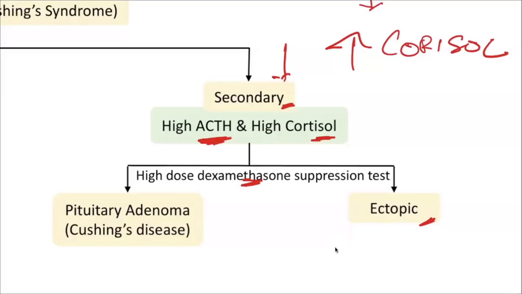If the ACTH values still remain on the higher side despite giving a large amount of steroids, then it is an ectopic source for ACTH. After giving large doses of dexamethasone, if ACTH values come down, then it is a pituitary adenoma you need to think of. If the pituitary adenoma is the cause for Cushing's syndrome, then it is known as Cushing's disease. So between Cushing's disease and Cushing's syndrome, slight changes are present.